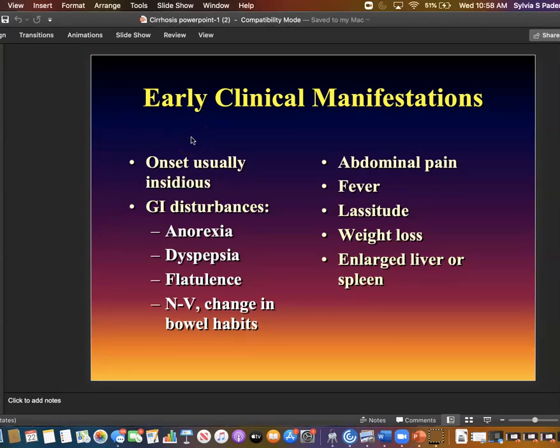So the early manifestations of liver cirrhosis, like I mentioned, the onset is very insidious. Basically, the patient might not have any symptoms, but then some of the early symptoms will be anorexia, dyspepsia, flatulence, nausea and vomiting, and then there's a significant change in bowel habits. And then there's also abdominal pain, fever, lassitude, basically the patient having unexplained weakness or malaise, and then weight loss, and enlarged liver or spleen upon physical exam.